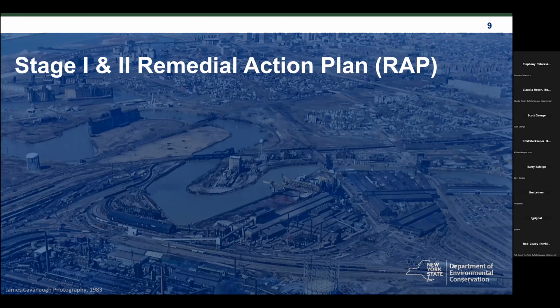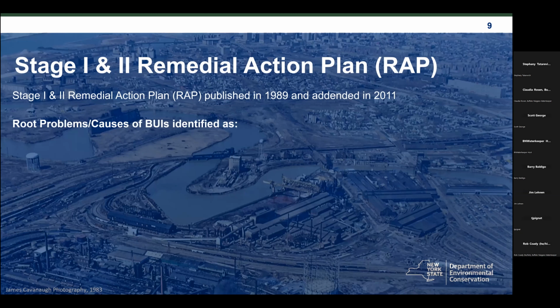Back in the 80s and 90s, through collaborative processes, remedial action plans, or RAPs, were developed to provide the roadmap for restoring the beneficial uses and ultimately delisting AOCs. In 1987, a group of citizens, scientists, and stakeholders, along with New York State DEC, formed the Buffalo River Remedial Advisory Committee. The degradation of benthos BUI was originally listed as impaired in the 1989 Stage 1 and 2 RAP due to low diversity and abundance of the benthic macroinvertebrate community and evidence of sediment toxicity.